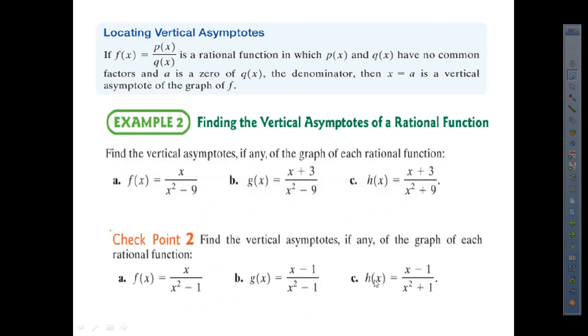All right, you guys try these three, and just like we did before, I want you to pause the video and work these out. Write your vertical asymptotes underneath, and then come back and check your work. I'll show you the answers in 3, 2.